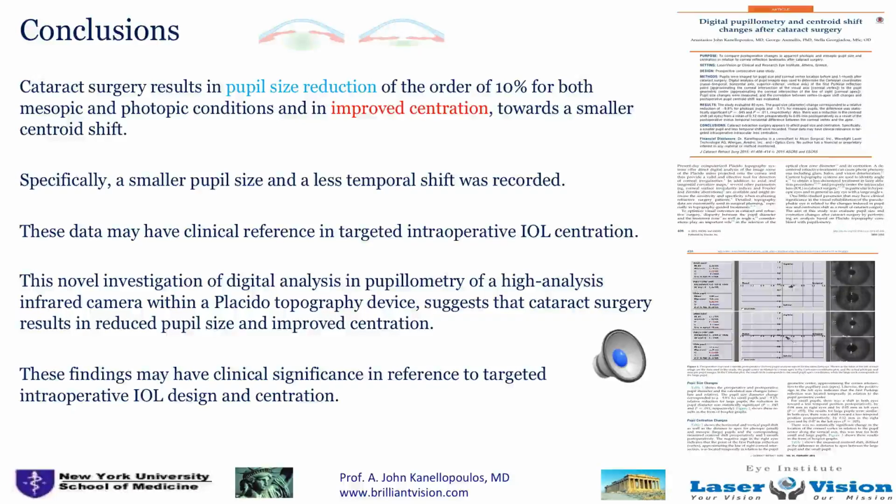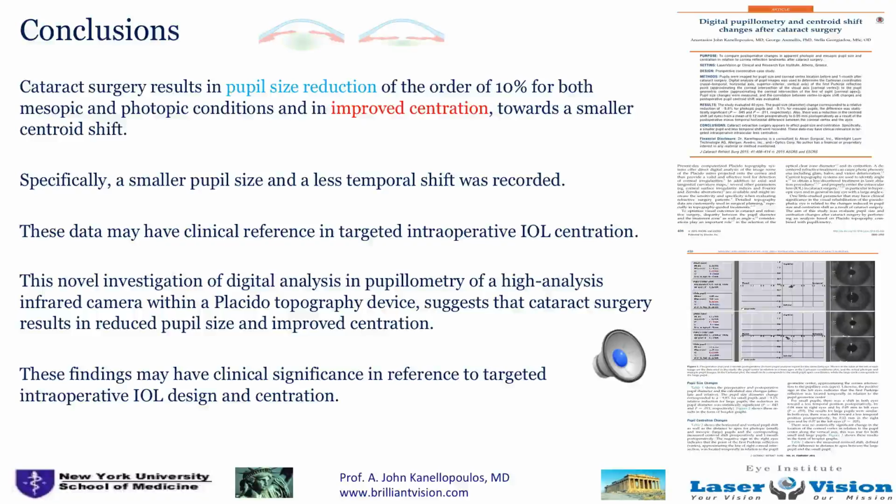In conclusion, we showed that cataract surgery results in pupil size reduction in the order of 10% for both mesopic and photopic conditions, and an improved, we find this very important, centration, or rather a reduction in centroid shift towards a smaller centroid shift. Specifically, a smaller pupil size and less temporal shift was recorded post-clear cornea cataract surgery than in cataract surgery patients that had clinical cataracts. These data may have clinical reference in targeted intraoperative IOL centration and should be considered by the clinician when lenses are centered, especially if a toric lens is centered or a multifocal or diffractive lens is placed in the eye.